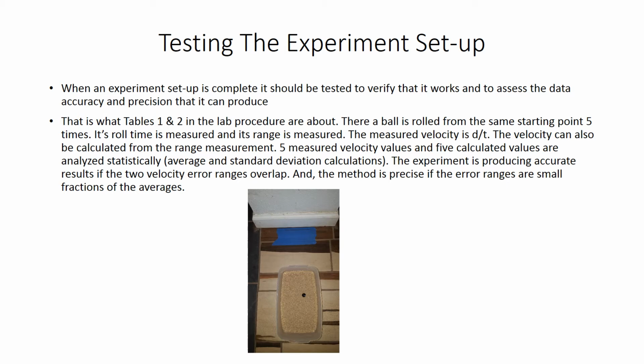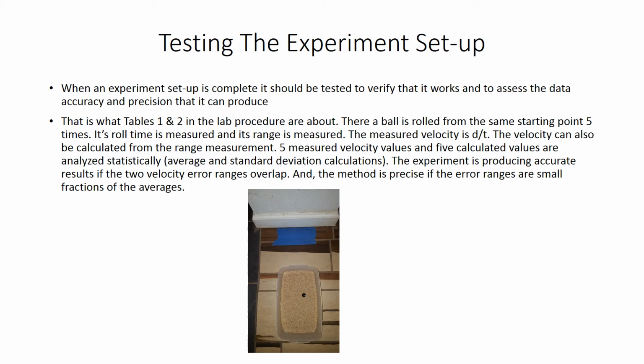There you roll a ball from the same starting point 5 times. You measure its roll time and its range. And then you get the measured velocity to be d over t. And from the range, you can calculate what the velocity should have been. Then you can statistically analyze these two sets of data, meaning you take the average and the standard deviation.